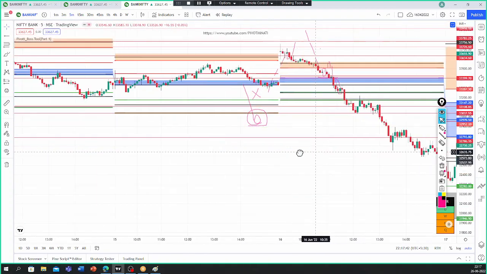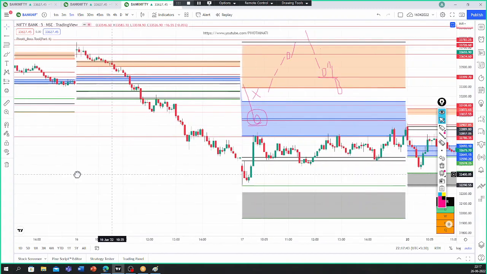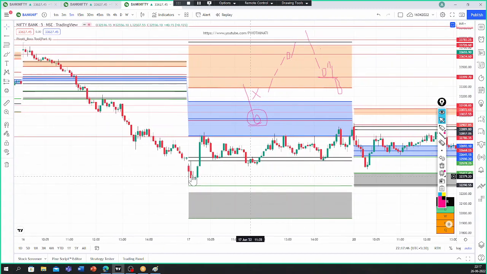Okay? And one more pattern I'll show you. So this pattern is clear now, which I explained. If there is a rejection at the lower side and there is a bullish candle appearing here, at the high of this you can enter and go with the day high, and then you can trail your stop loss.